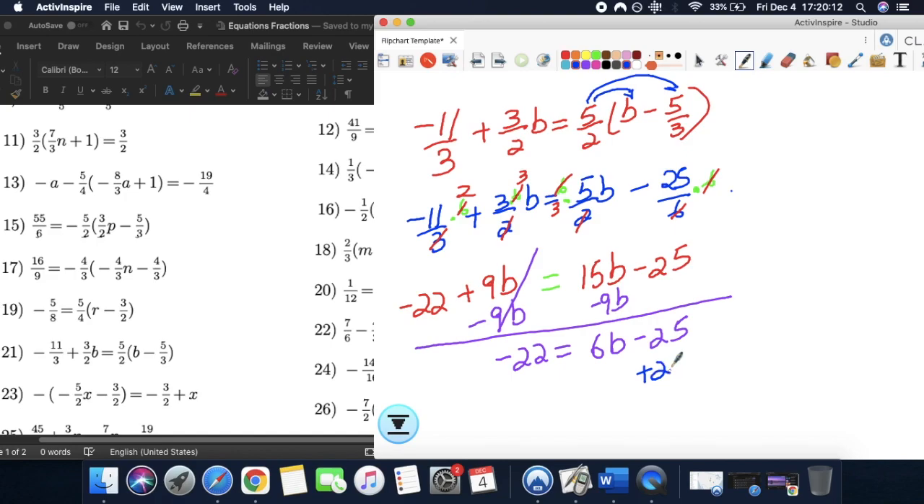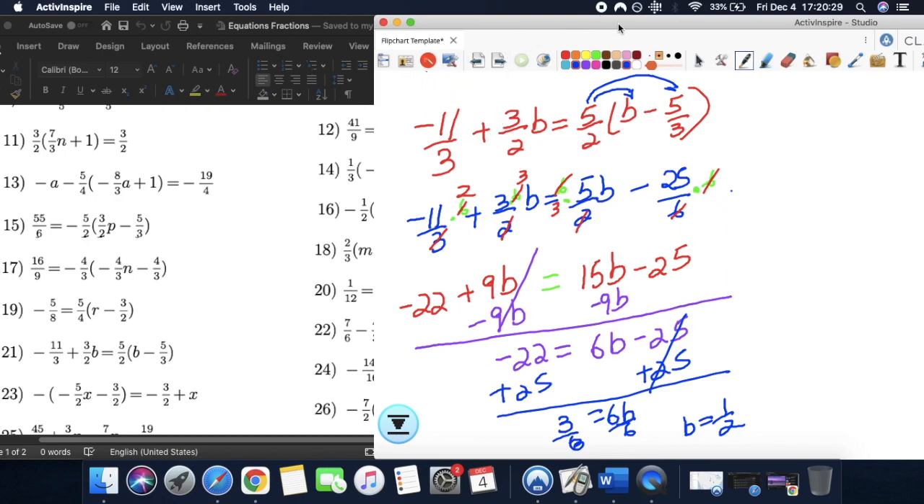We add 25 to this side, add 25 to that side. This goes away. 6b comes down. This is just 3. And then divide both sides by 6, and b equals a half. So that's our answer. Okay.